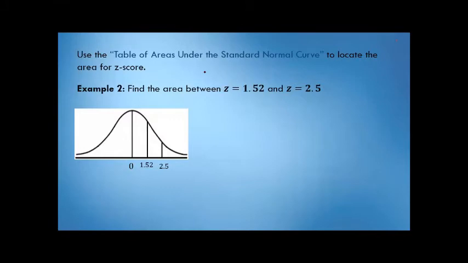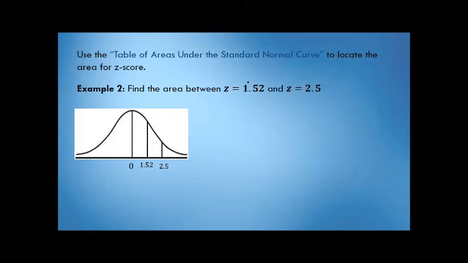Let's have another example of finding areas under the curve. So, we have example number 2. Find the area between z equals 1.52 and z equals 2.5. Again, area ito sa pagitan ng dalawang z-score. So, kailangan i-locate muna natin sila sa ating normal curve. Una, hindi nawawala yung z equals 0 kasi yun yung ating mean. So, idagdag natin yung z equals 1.52.